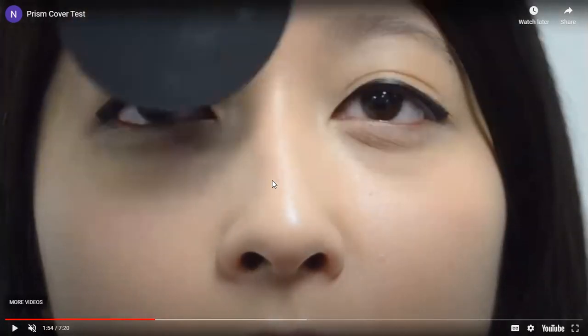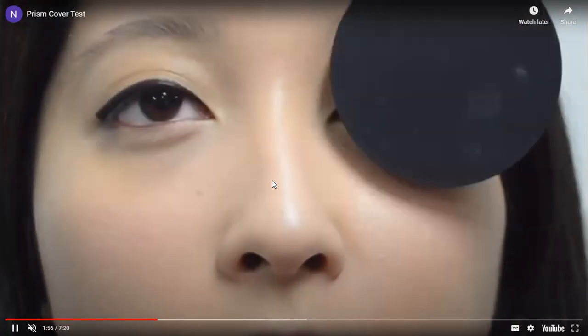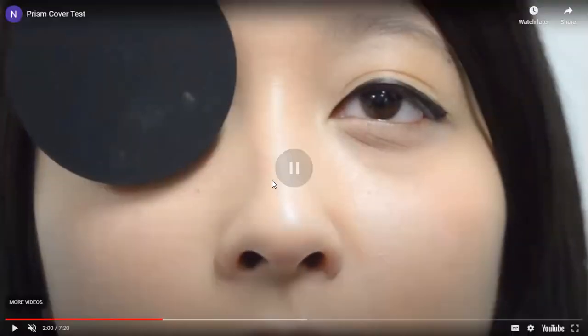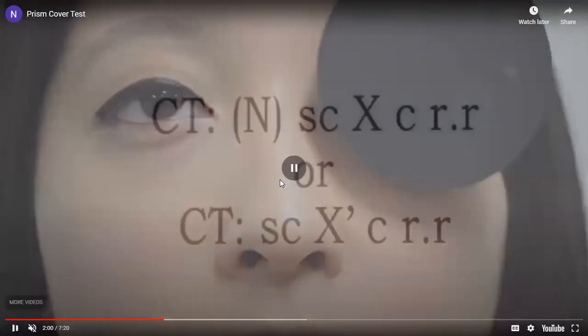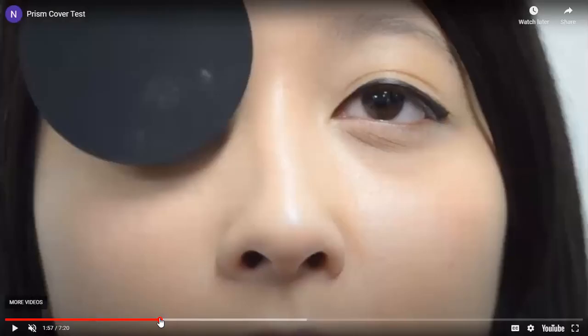Again, now when she removed the cover of this eye, you were able to see that this eye made a medial recovery movement. Okay. So what does this patient have? This patient has an exophoria. Now you must be asking, exophoria of which eye? Does anyone know which eye has the exophoria?